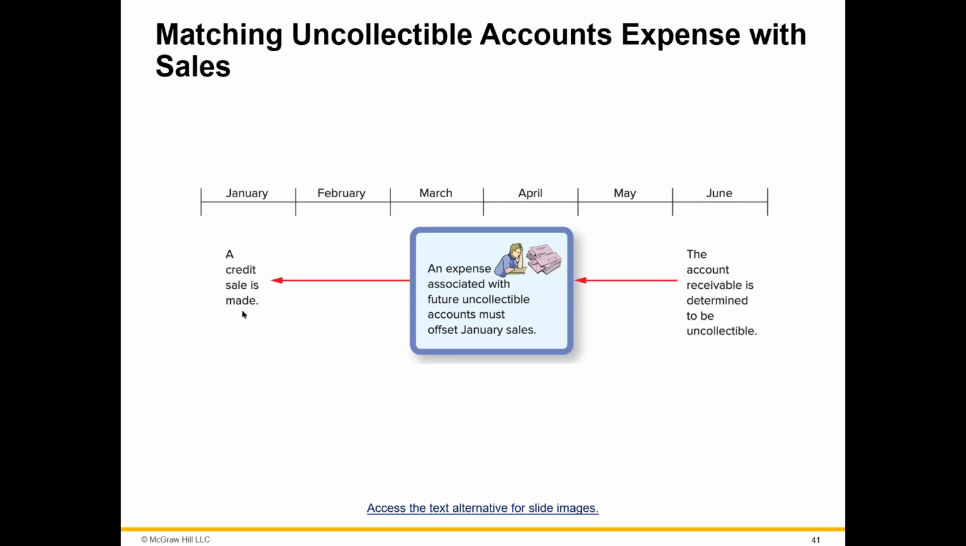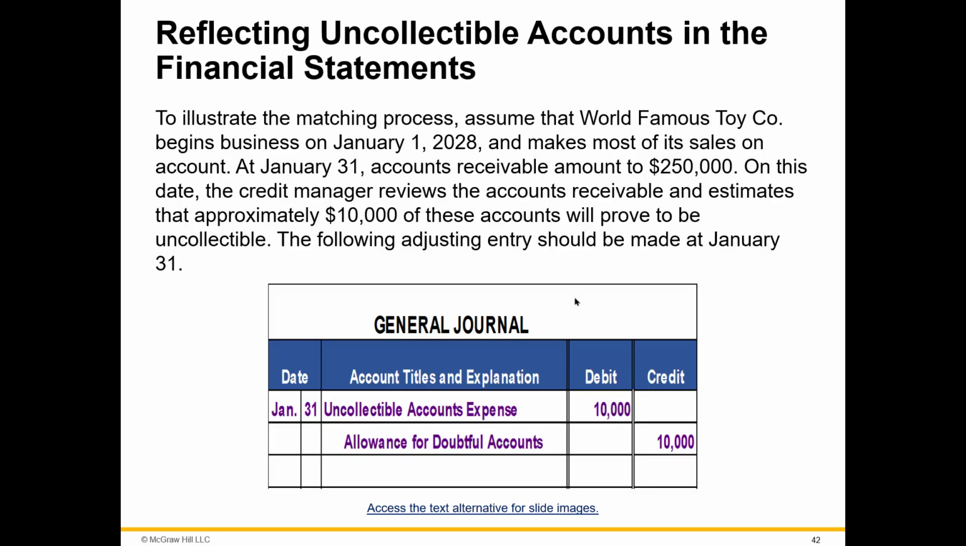And so a credit sale might be made, and we might go through a period of time and determine that some of the receivables are not collectible. And so the question is, what do we do? Well, we want to match any expenses, and if it's not collectible, then we need to match that bad debt expense or uncollectible debt expense with the sale. And so we'd want it to be in the same period if possible.